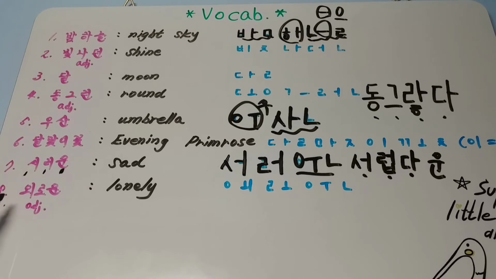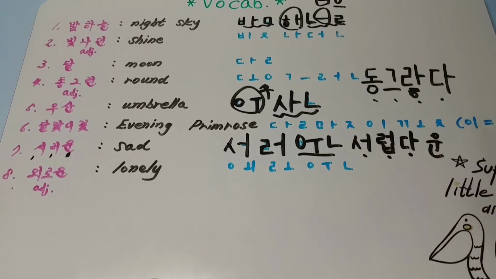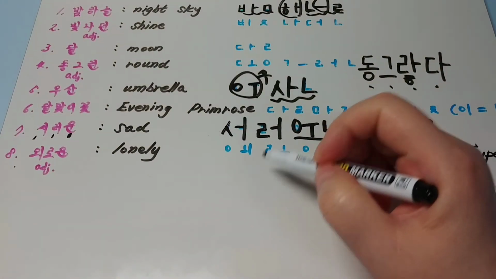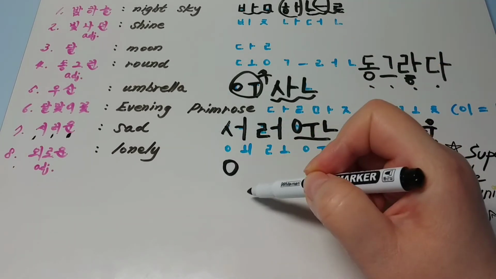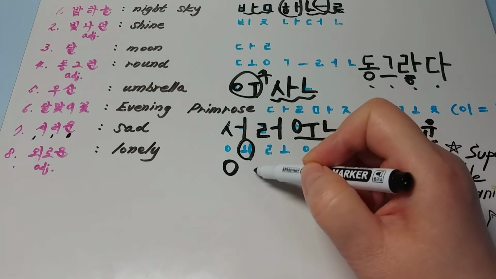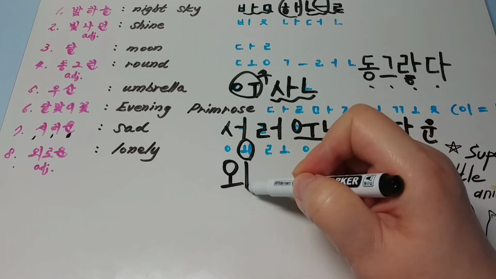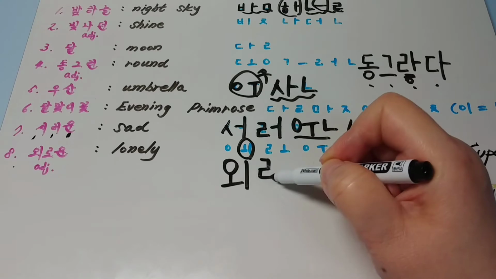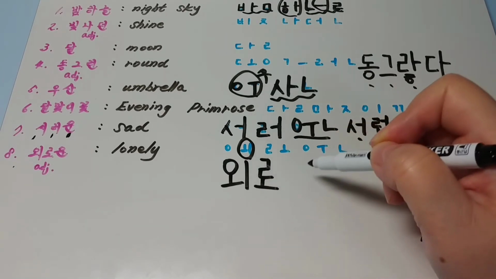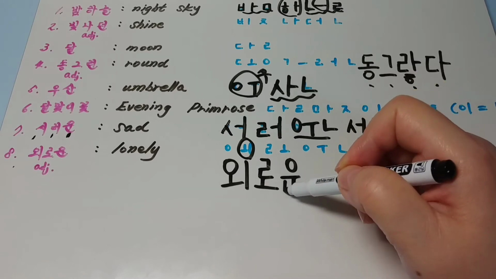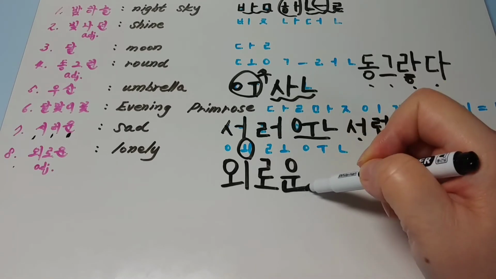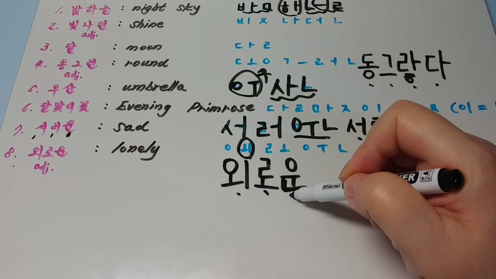The last one, 외로운. This is an adjective, lonely. It means lonely. Okay, then, let's write the word 외로운 with me. 이응, this is a double vowel. 외, 리을, vowel o, consonant 니은, 외로운, lonely.